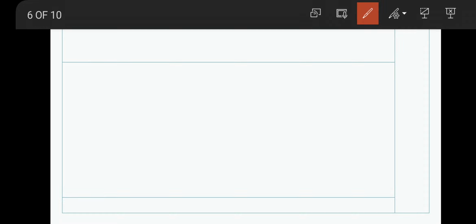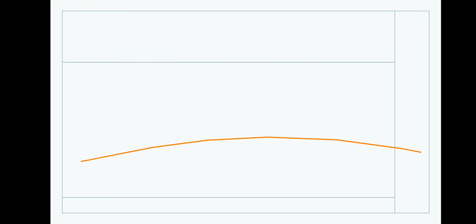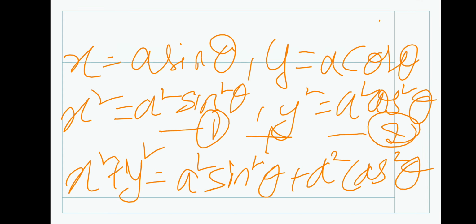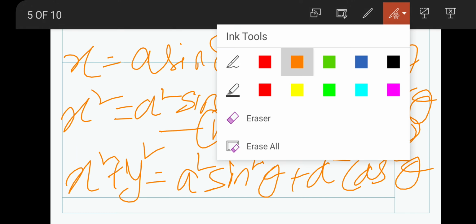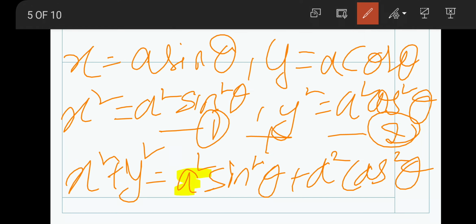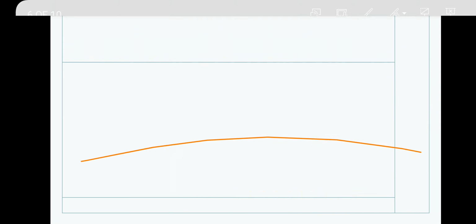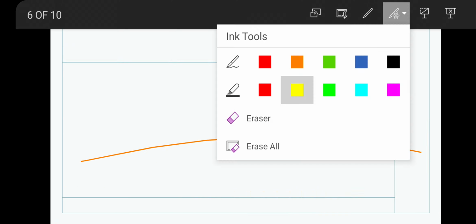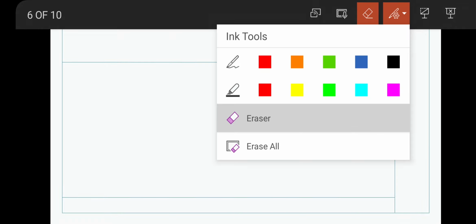And next, what will happen? Here, can I say that a is common? Here a is common, and here also a is common. For sine and cos, there is some relation: sine square theta plus cos square theta. The extra is a square and a square, so I'm just taking it as common.